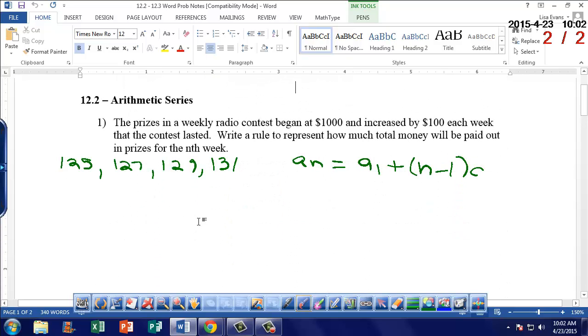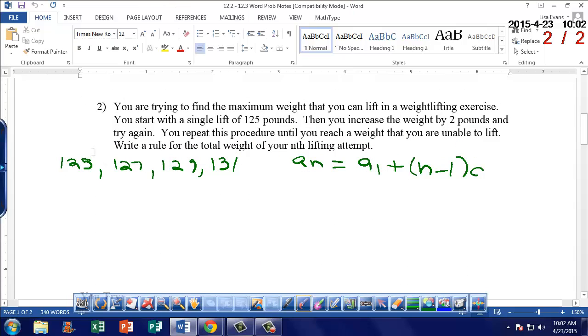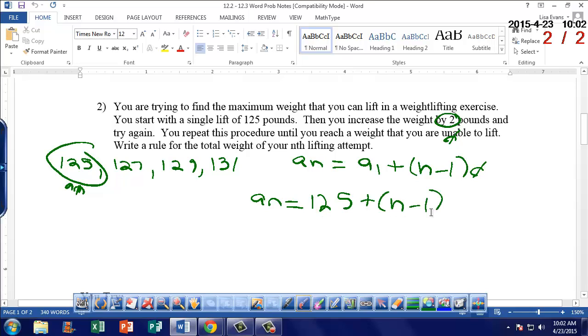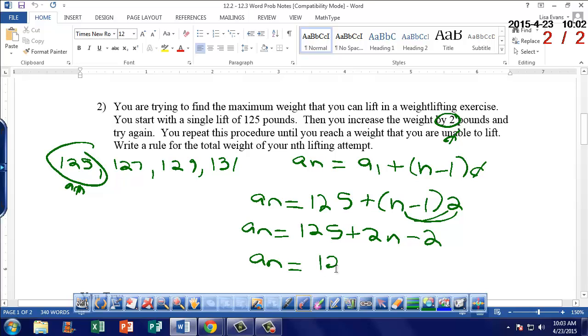We have our first term, and we have our d. This is a sub 1, excuse me. And we have our d. So go ahead, plug it in. Distribute. And this is our rule. Not so bad, right?